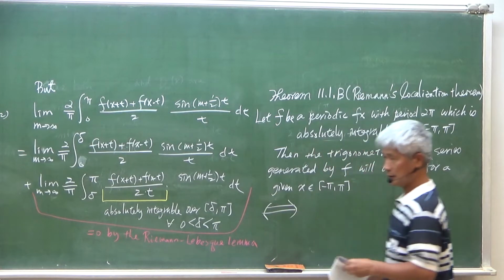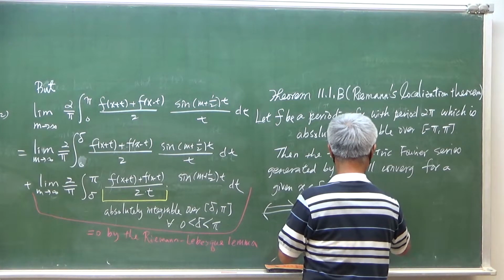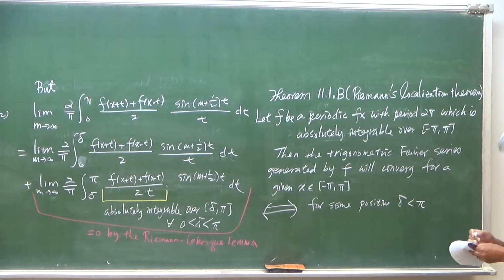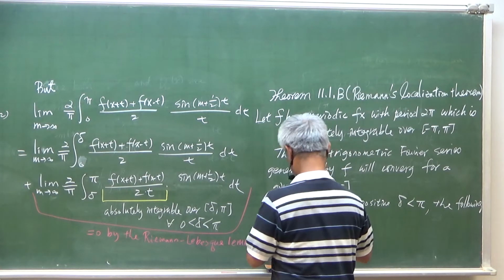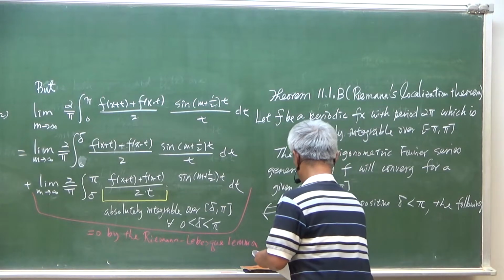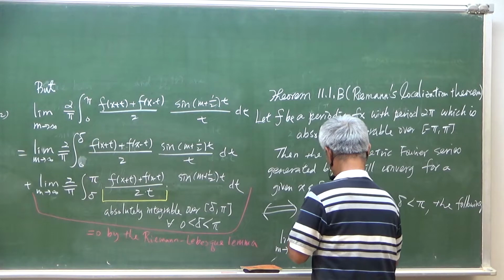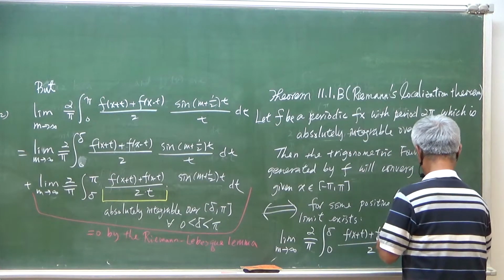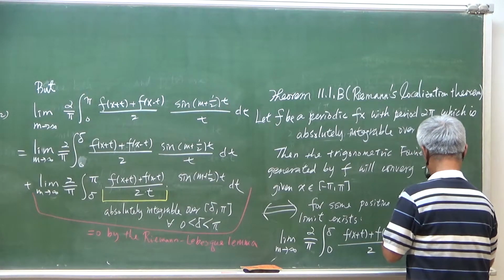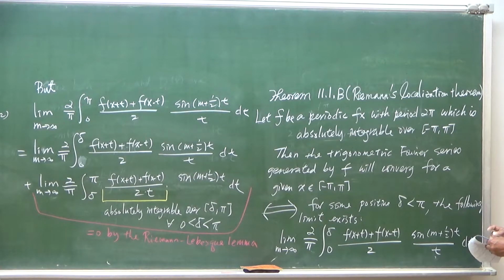if and only if. So we give a sufficient and necessary condition: for some positive delta less than pi, so delta can be very small, the following limit exists as alpha goes to infinity: the integral from 0 to delta of the average times 2 sine((m plus 1/2)t) over t dt. Right, so this is the necessary and sufficient condition.